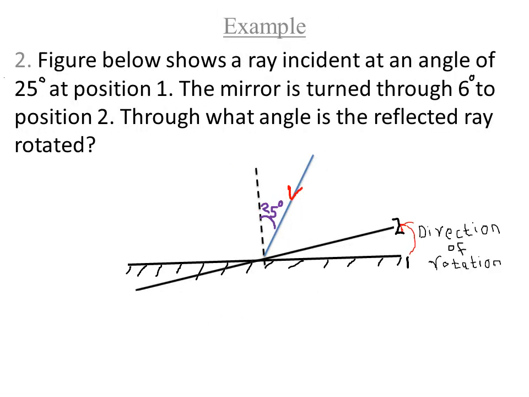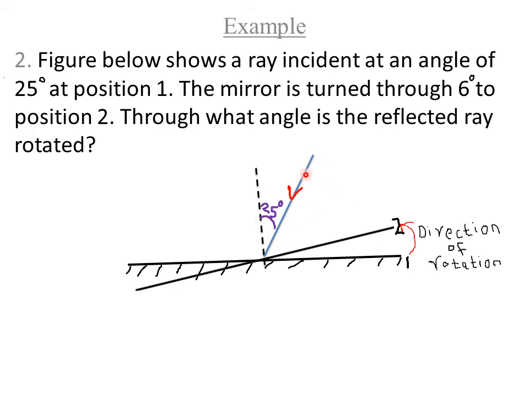So we can also look at another example, which is now involving rotation of plane mirrors. The question reads that the figure below shows a ray incident at an angle of 25 degrees at position 1. So this is our position 1. Then the mirror is turned through 6 degrees to position 2. So this mirror is turned upwards in this direction to position 2. So we are being asked, through what angle is the reflected ray rotated?